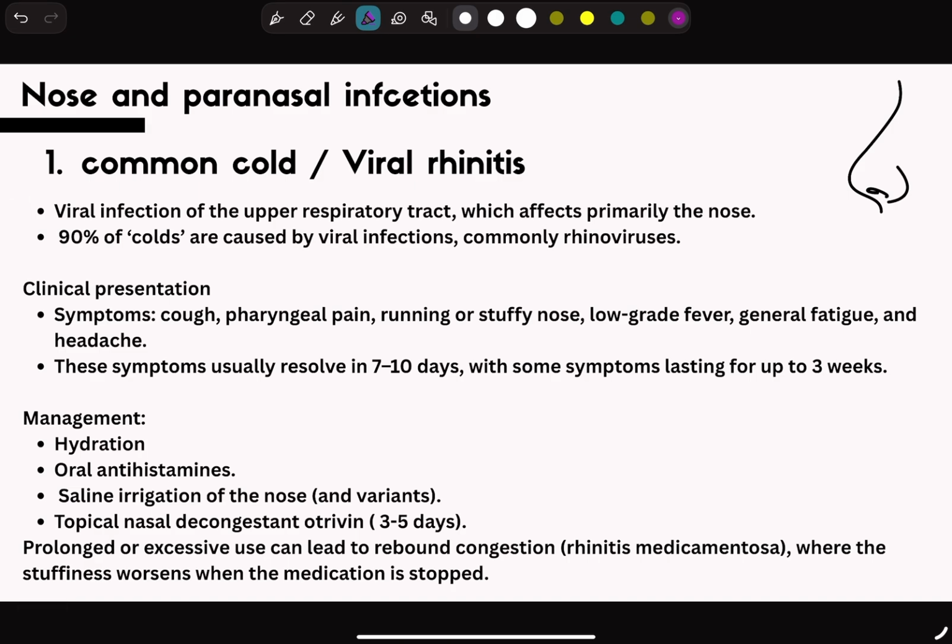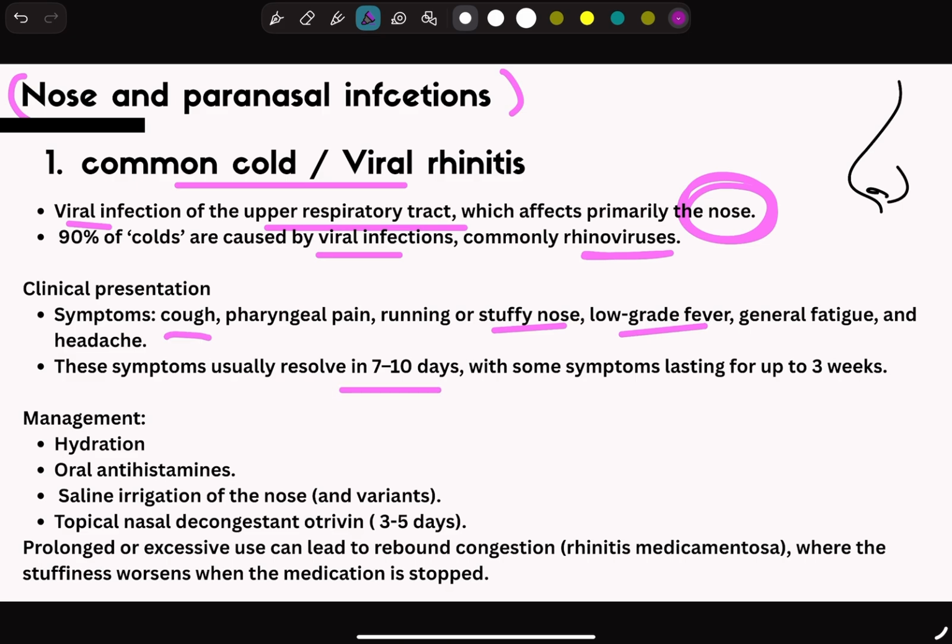Right, so now we will move to the nose. So, nose and paranasal infections. The first one, very common: the common cold, who doesn't know it? It's a viral infection of the upper respiratory tract, affecting primarily the mucosa of the nose, commonly caused by rhinovirus. Symptoms include cough, sore throat or pharyngeal pain, stuffy nose, low-grade fever, general malaise, all of these viral symptoms. Usually it resolves within 10 days, and sometimes it may last 2-3 weeks.